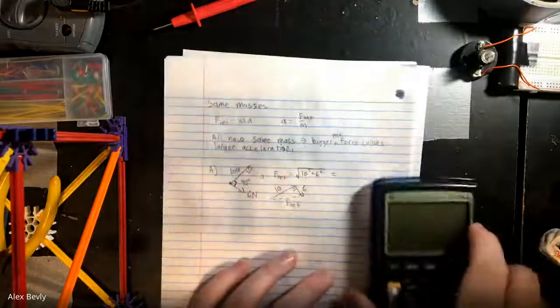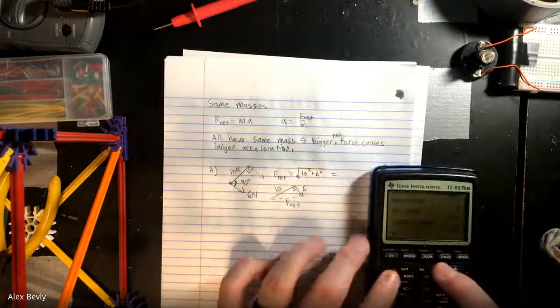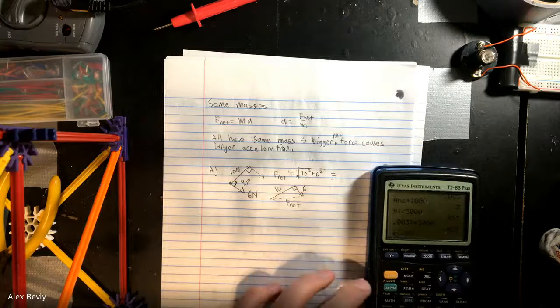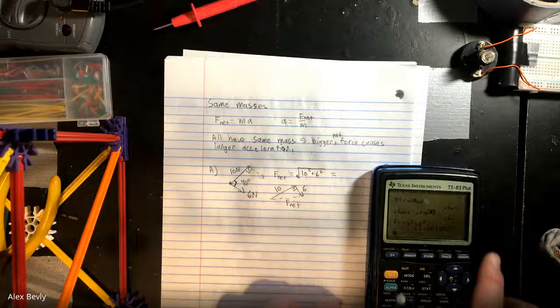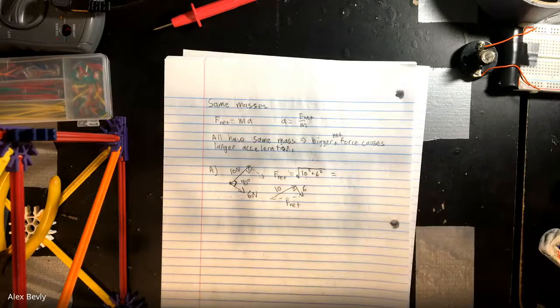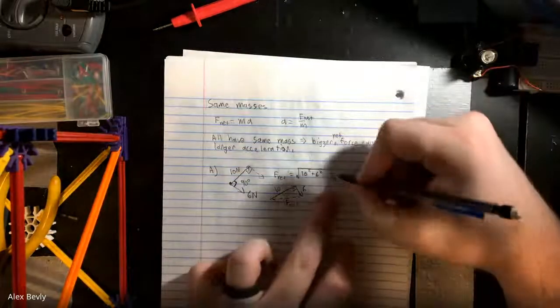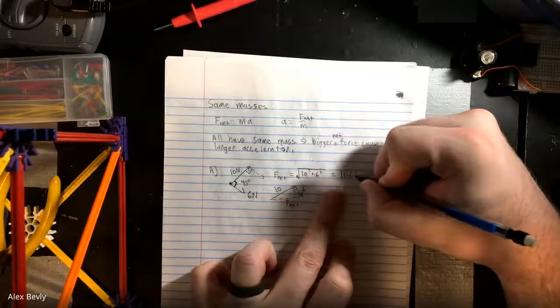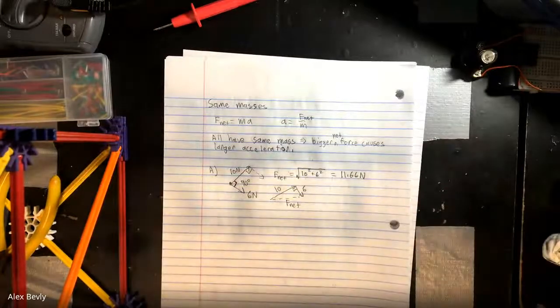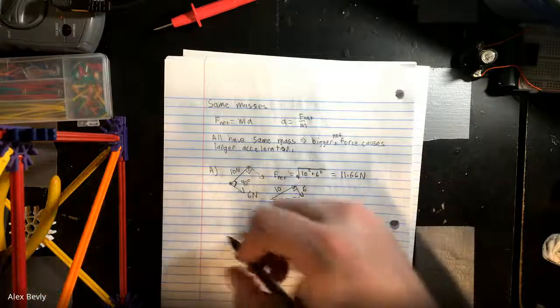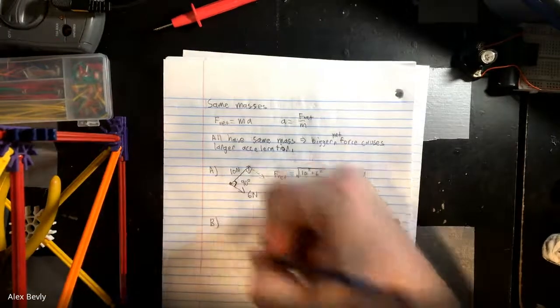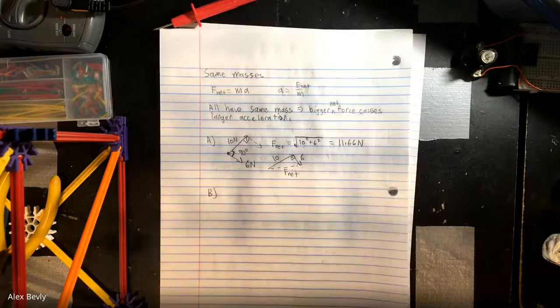It's not going to be a super nice number. It's 11.7, or 11.66. All right, if you ever see a right triangle, try to take advantage of that, because they're making it easy for you.